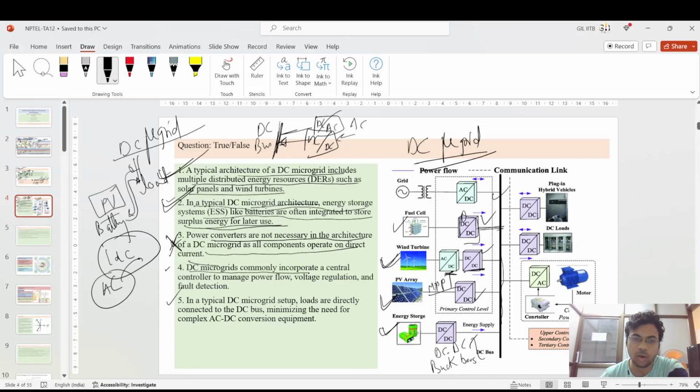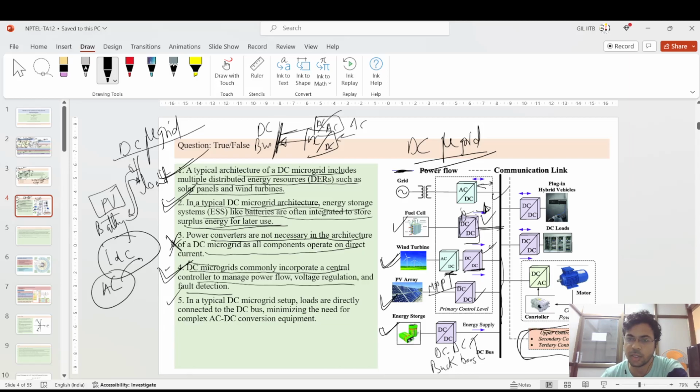Coming to the fourth statement, it is saying that DC microgrids commonly incorporate a central controller to manage power flow, voltage regulation, and fault detection. That is true. Why? Because you need a controller, which controls this power. If you see the lines which are connected, the double arrow means bidirectional power flow, and the unidirectional arrow means unidirectional power flow. So all these features are taken care of by this controller.